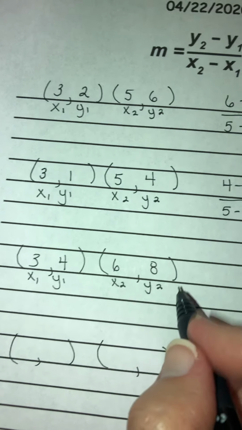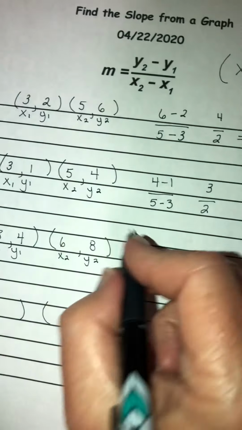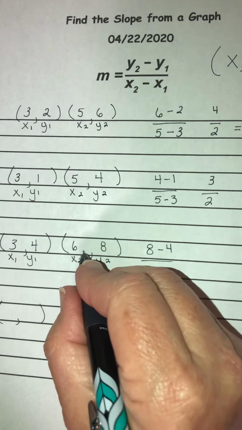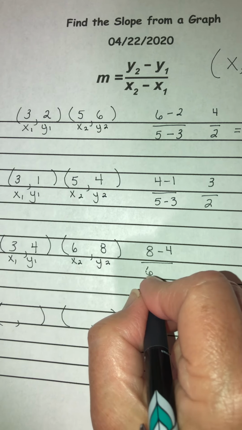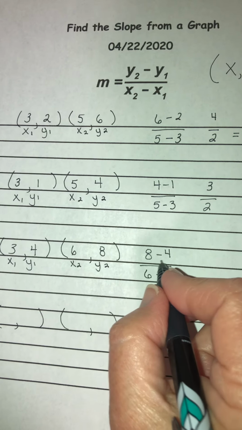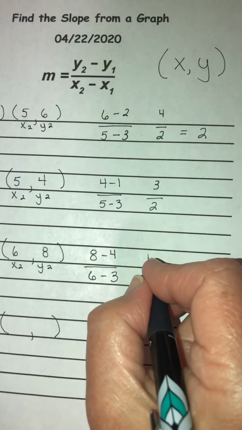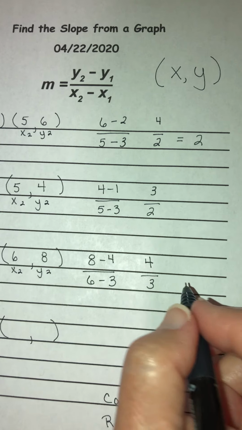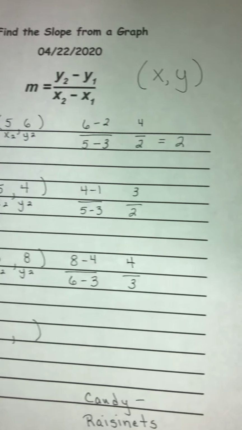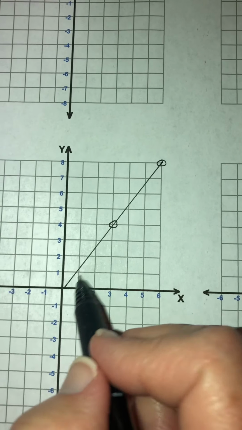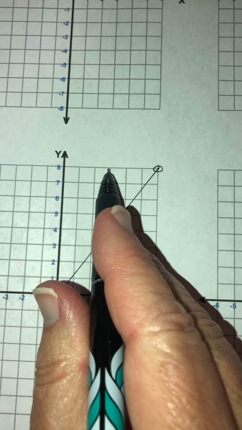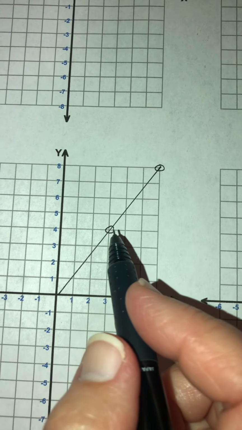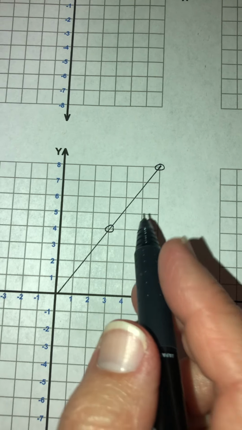You look back to your formula. Remember, it's y2 minus y1, 8 minus 4, over 6 minus 3. So 8 minus 4 is 4, and 6 minus 3 is 3. So the slope is 4 over 3. And again, you could go back to your graph and count: up 1, 2, 3, 4, right 1, 2, 3. It shows your graph is 4 over 3. So if you're counting, you can do that as well.